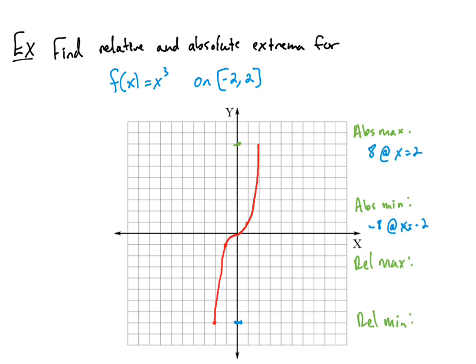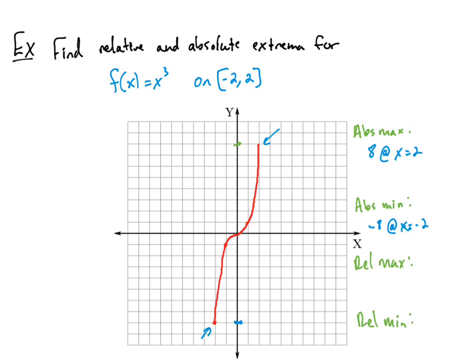For the relative max and the relative min, well, there's nowhere in this function between -2 and 2 where we could come up with an interval in which we'll have a value that is smaller than anywhere else in the interval. Similarly, we cannot draw an interval on this function where a single value within that interval would be greater than any other value inside that interval. And again, we can't use these endpoints.